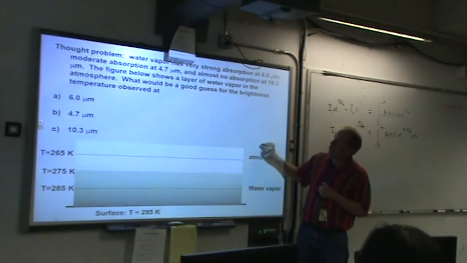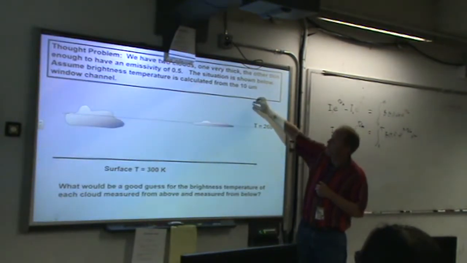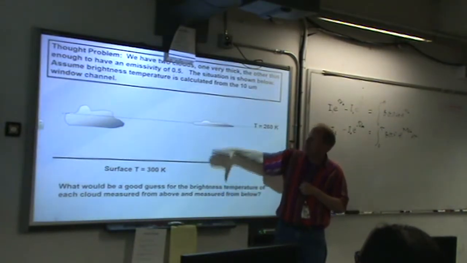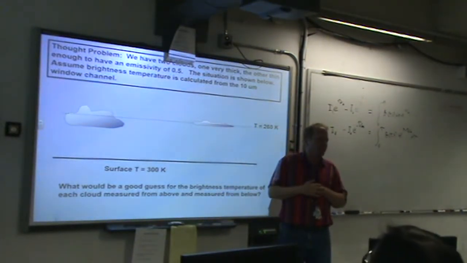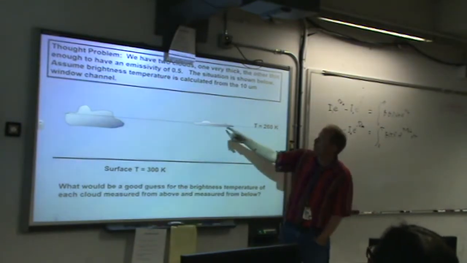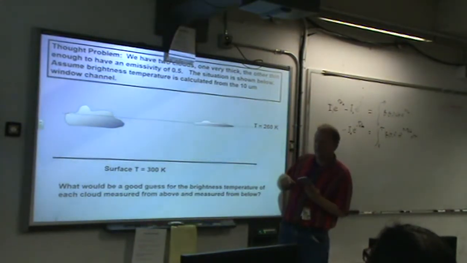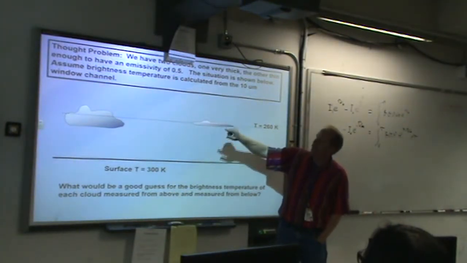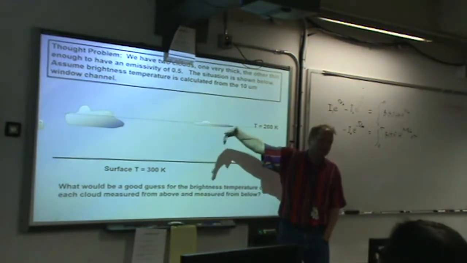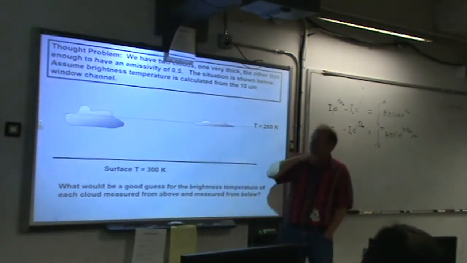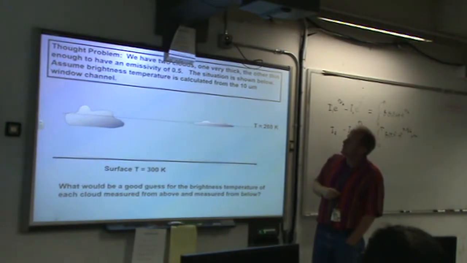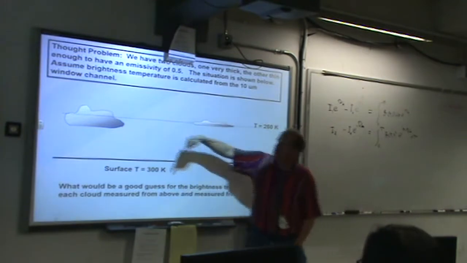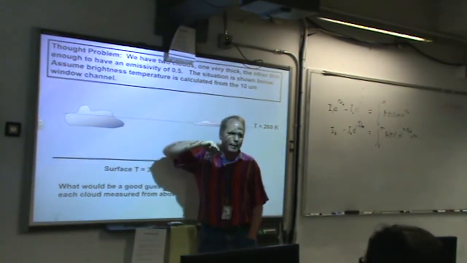Well, I think this next one, I still don't have a satellite. So we have a satellite up here that's looking down at the surface but looking through clouds. Both these clouds are 260K. One cloud has an optical depth of about 0.5, another cloud has a very high optical depth, like 10 or 20 or something like that. So the question is, what temperature would I see if I'm looking through this cloud versus what temperature would I see if I'm looking through that cloud?